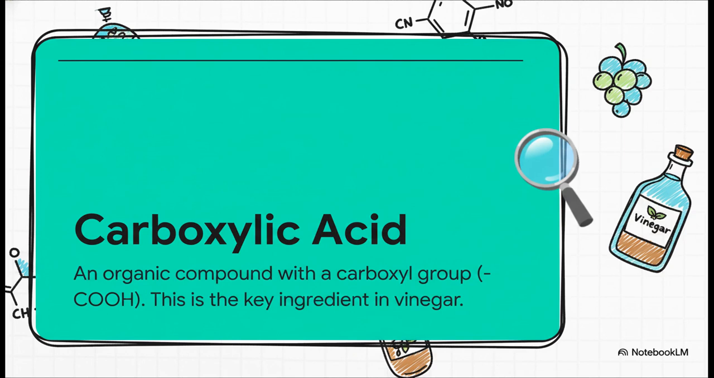Now, any molecule that has this COOH group gets a new family name. It's called a carboxylic acid. And the most famous member of this family, you've definitely met it before. It's acetic acid. That's the molecule that gives vinegar its super sharp, pungent smell and its sour taste. So the secret of vinegar is this very specific functional group.